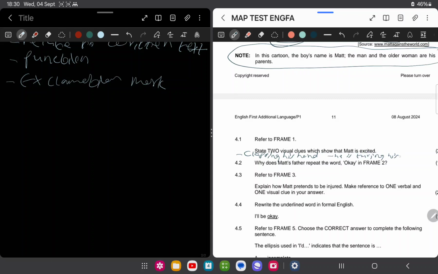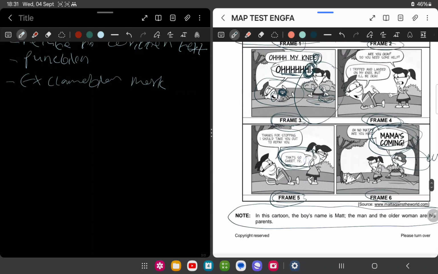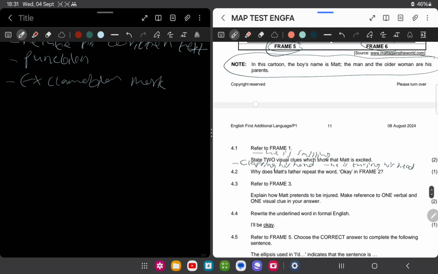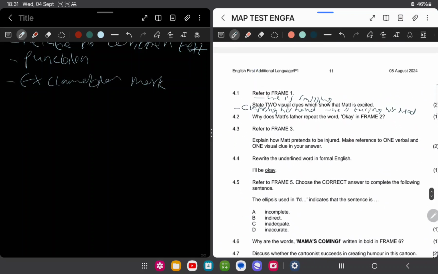Turning his head. Then another one can be that he is smiling. You can see that he is smiling here. Then 4.2, why does Matt's father repeat the words okay, okay, okay, okay? It shows that the father understood what Matt wants to do.